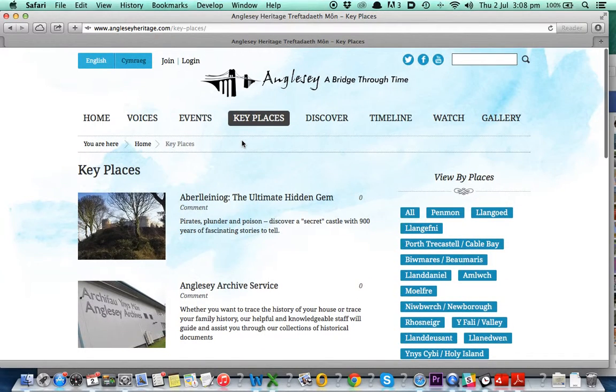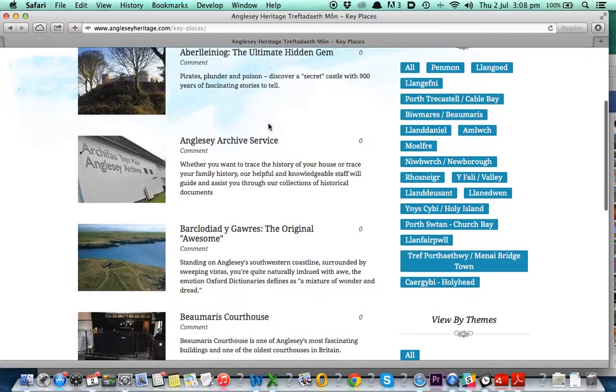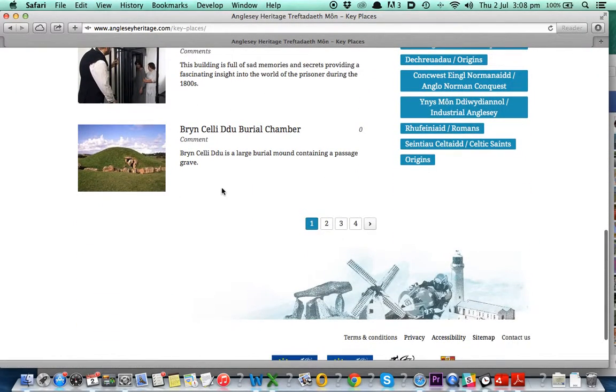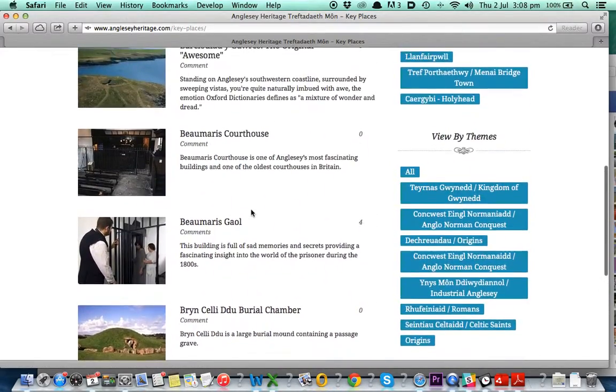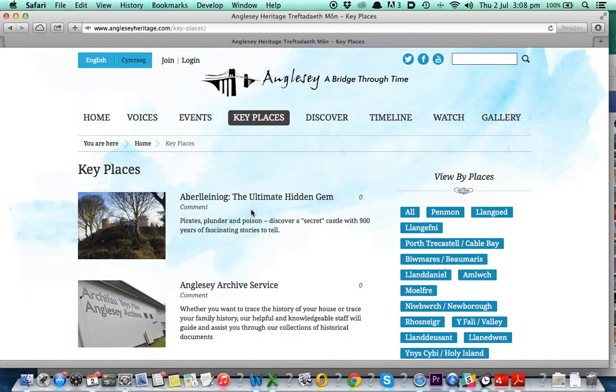So if you click on key places, which you can do in the main navigation from any page on the website, you get to this alphabetical list. It currently contains 21 key places on the island of Anglesey. However, at launch, there were only 10.